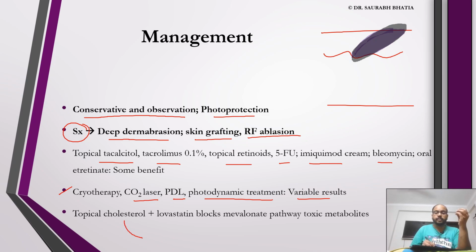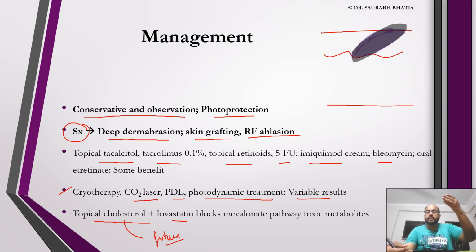Now, a future or a new form of treatment is applying topical cholesterol with lovastatin. So what lovastatin does is it blocks the synthesis of cholesterol inside the body. It's a statin. We know that in porokeratosis, problems may arise in the mevalonate kinase pathway. Clear? So with lovastatin, you block the pathway, but if you have blocked the pathway, none of the cholesterol will be formed. So you supply cholesterol from outside by applying topical cholesterol, so that the cells can have access to normal cholesterol, not the abnormal cholesterol it was forming in porokeratosis.